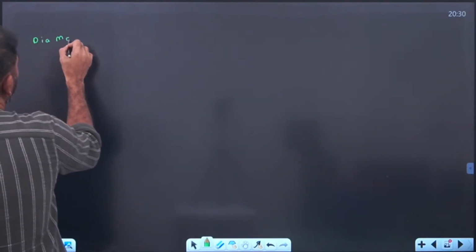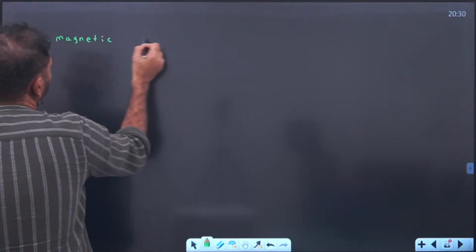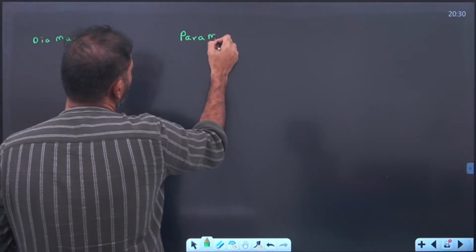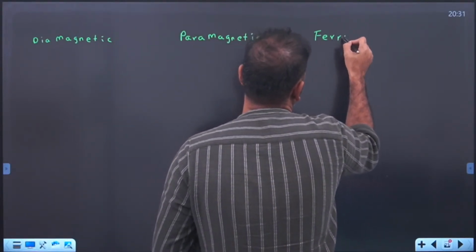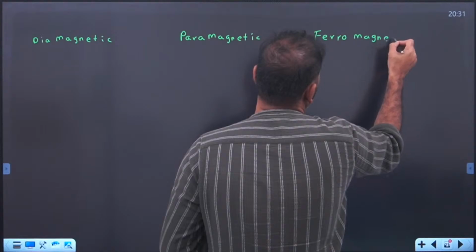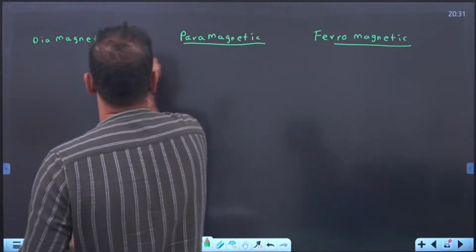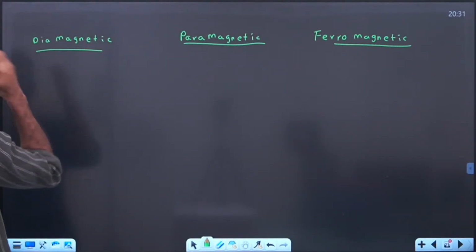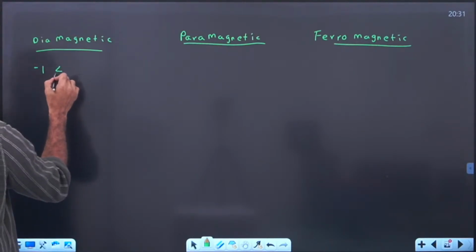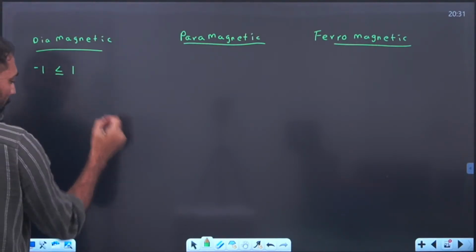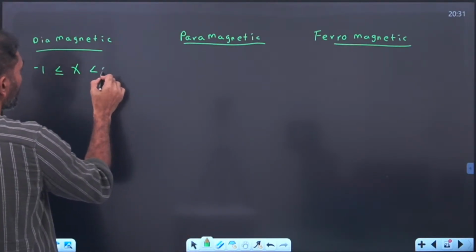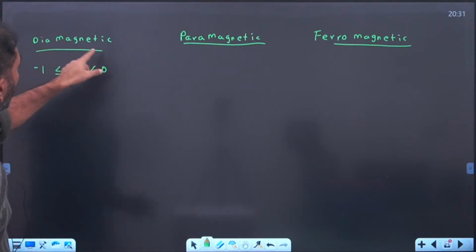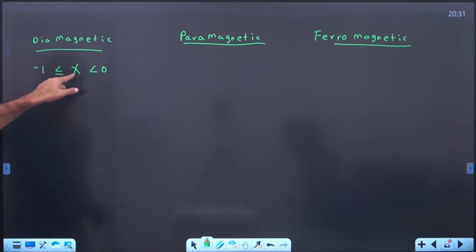Diamagnetic, paramagnetic, ferromagnetic. These are the three magnetic substances. Okay, first one, diamagnetic: -1 less than or equal to chi less than 0, which means, for a diamagnetic substance, the value of susceptibility chi is between -1 and 0.